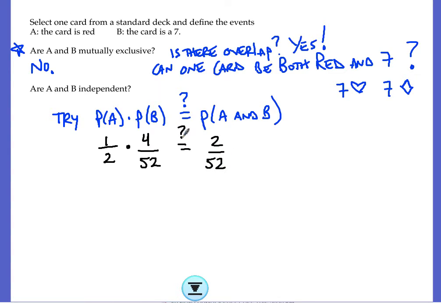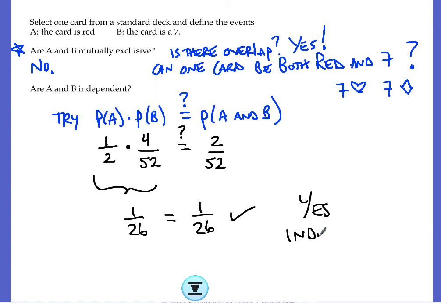So do these two statements really equal each other? Well, if you multiply 1/2 times 4 over 52, when you multiply them, you will get 1 over 26. And that is the same thing as 2 over 52 when you reduce it. So yes, they are independent.